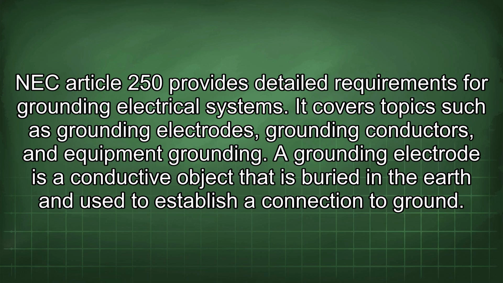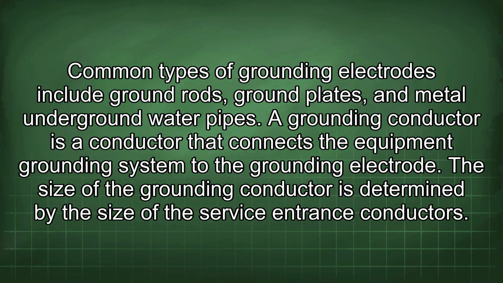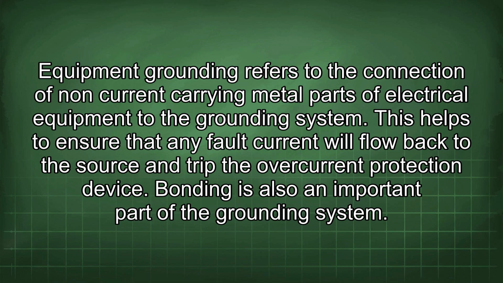A grounding electrode is a conductive object that is buried in the earth and used to establish a connection to ground. Common types of grounding electrodes include ground rods, ground plates, and metal underground water pipes. A grounding conductor is a conductor that connects the equipment grounding system to the grounding electrode. The size of the grounding conductor is determined by the size of the service entrance conductors. Equipment grounding refers to the connection of non-current carrying metal parts of electrical equipment to the grounding system. This helps to ensure that any fault current will flow back to the source and trip the overcurrent protection device.